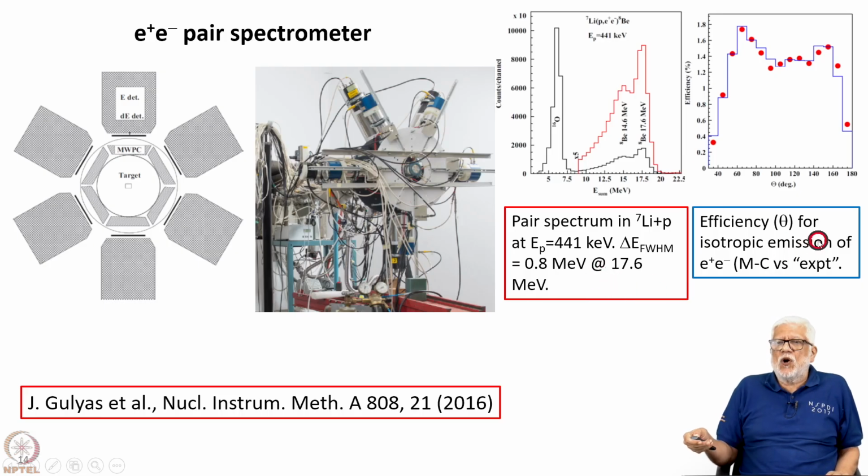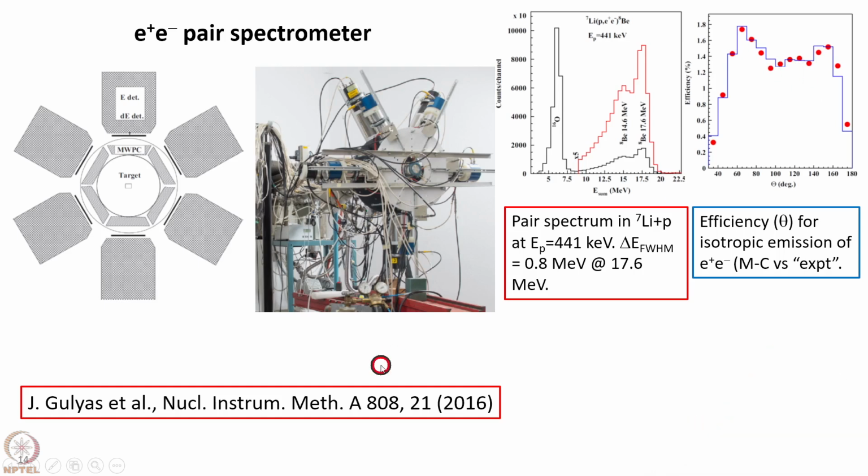This is the efficiency plot. If you have isotropic emission of e+ e-, you can see that this is of the order of 1.5% or so.